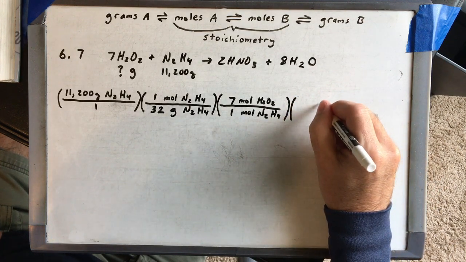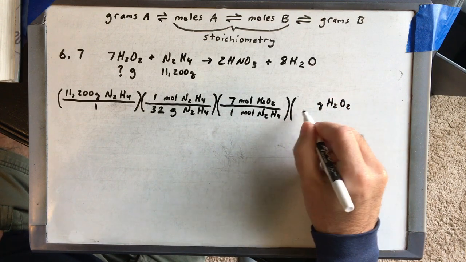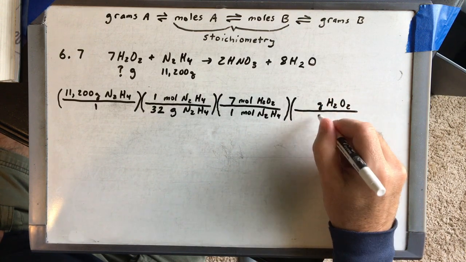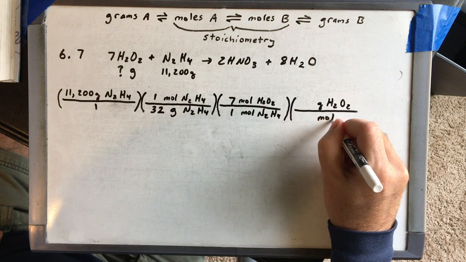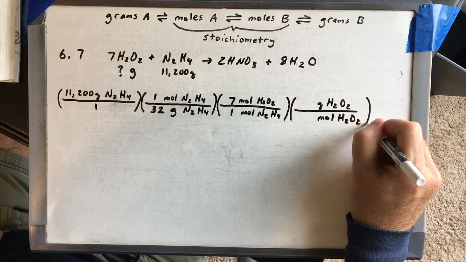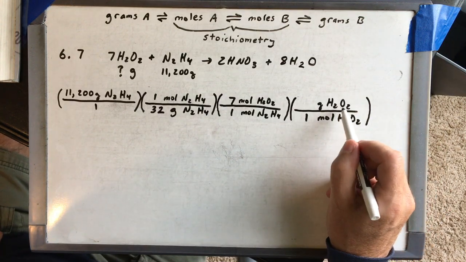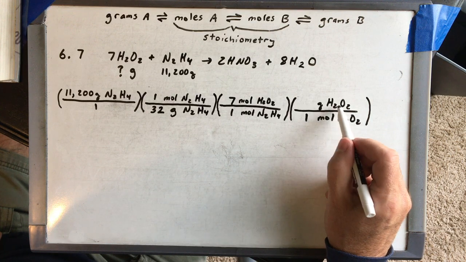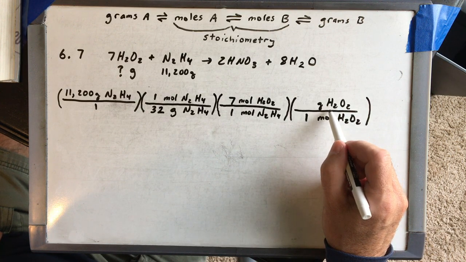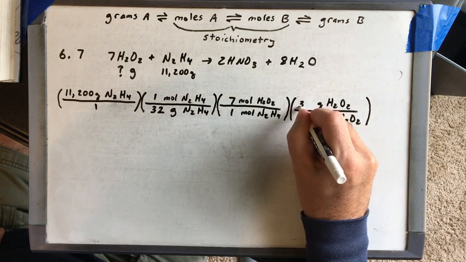Let's finally go to grams of H2O2. We're going to cancel out moles of H2O2. 1 goes by the mole. Let's add up from the periodic table the molar mass of H2O2. It's going to be hydrogen 2 times 1, that's 2, plus 16 times 2 is 32. That'll be 34.